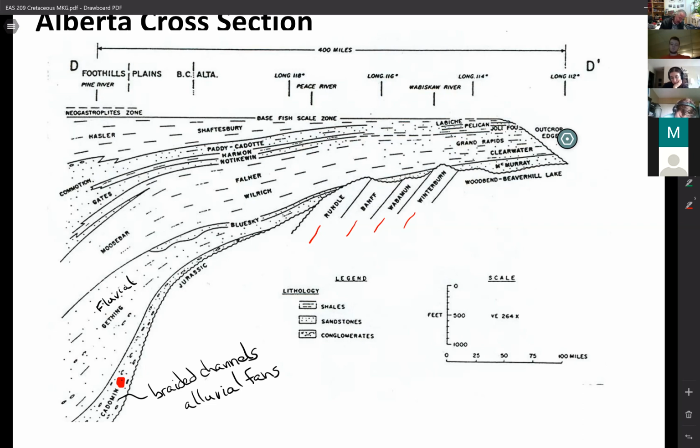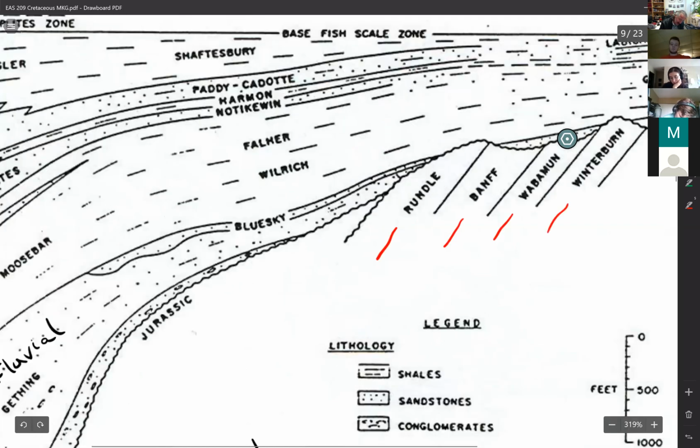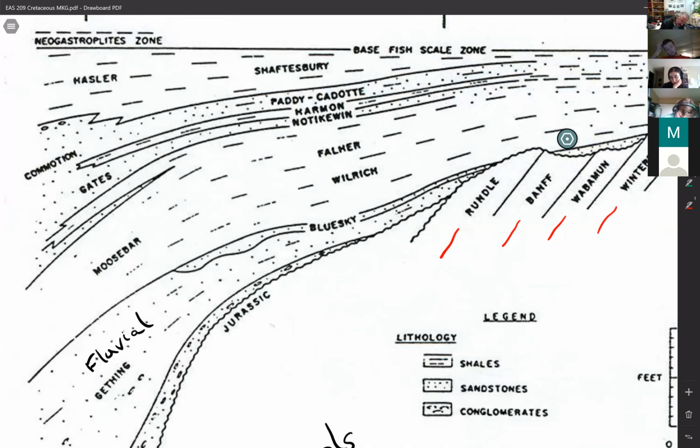And there's that blue sky unit there. And the blue sky unit is interesting in that in some places it's, I mean, for the most part, we're going to call this a shore face, okay?